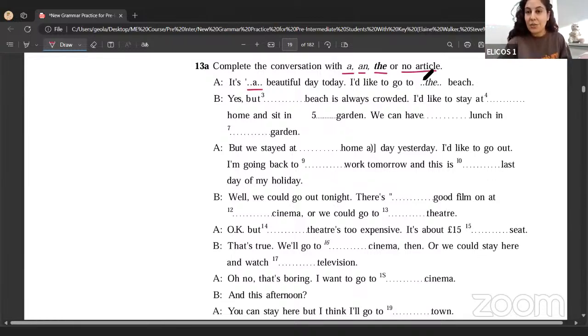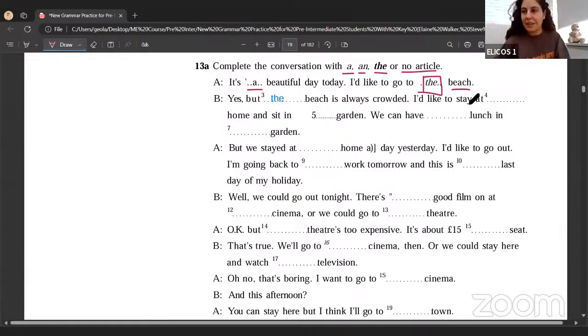I'd like to go to the beach. Crowded. Yep. So yes, this is the first time I said the beach. I know that, but I'm specific. Even if I'm not specific on which one, it's still very specific. I want to go to the beach.